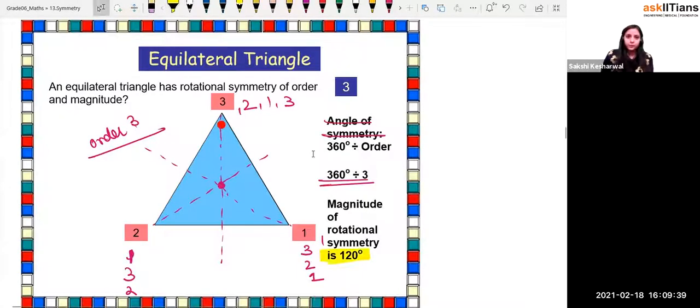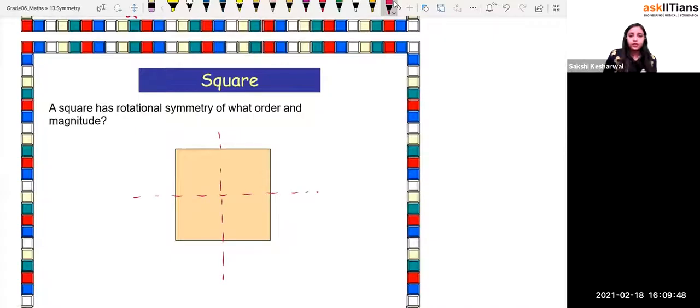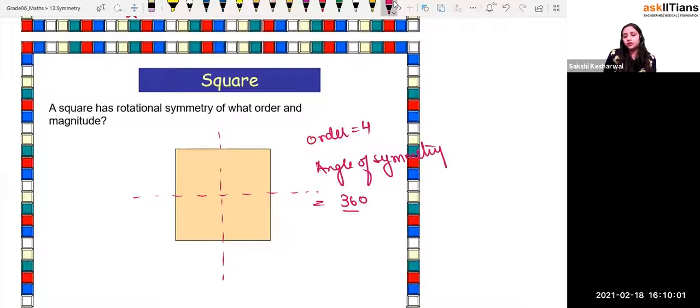120 degrees, right? Now let's come to the square. As we have done for the square, we can just go a little bit fast like this. If I draw the lines, it will be what we did already. So order is equal to 4, and the angle of symmetry or angle of rotation will be how much? It is equal to 360 divided by 4, which is equal to what? 90 degrees, right? I'll just write it clearly. Which is equal to 90 degrees, right?